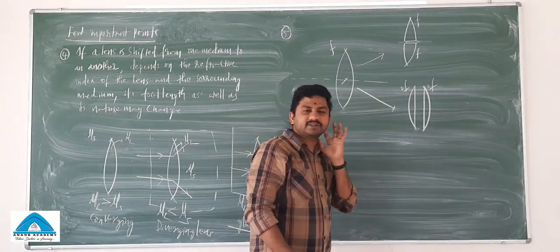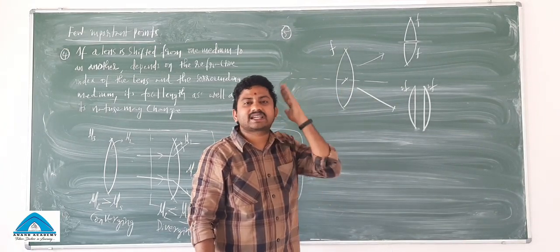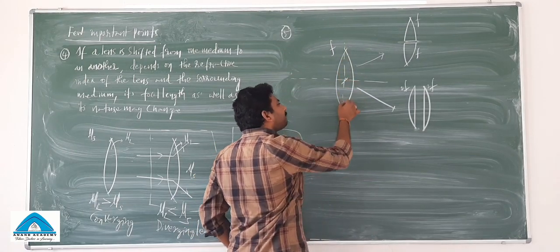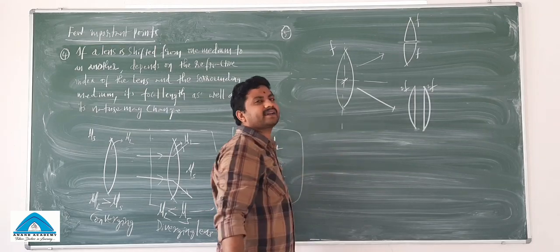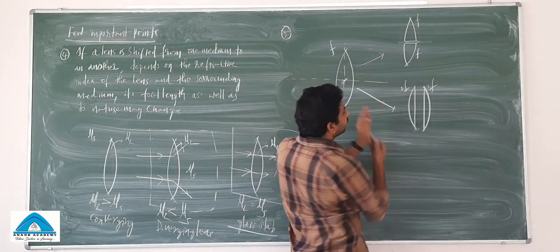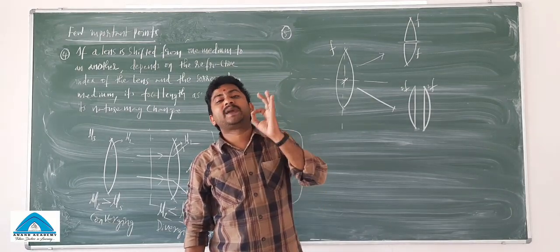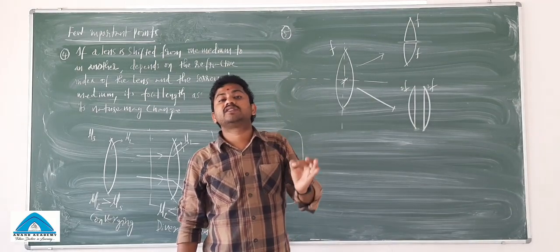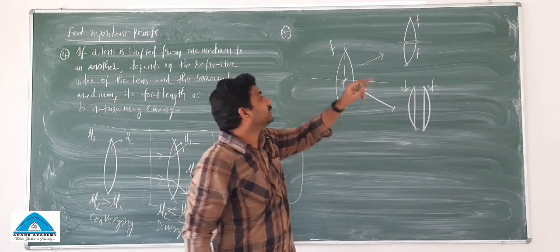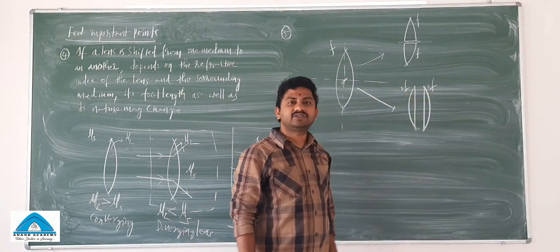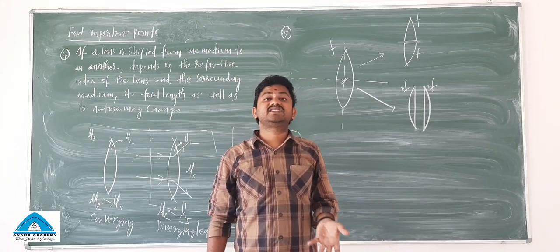And in the second case, I am cutting the lens exactly perpendicular to the principal axis. What happened? I get two pieces. Now see, for each piece of lens the focal length is double the original focal length. So its focal length is 2f. Only the focal length is changing.